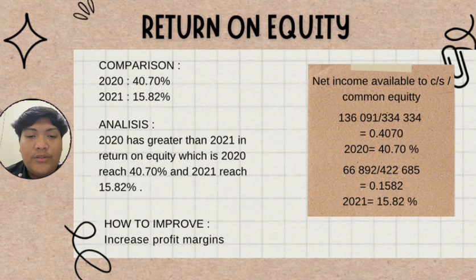How to improve the return on equity is by increasing the profit margin, as profit is in the numerator of the return on equity ratio. Increasing profit relative to equity increases the company's return on equity.